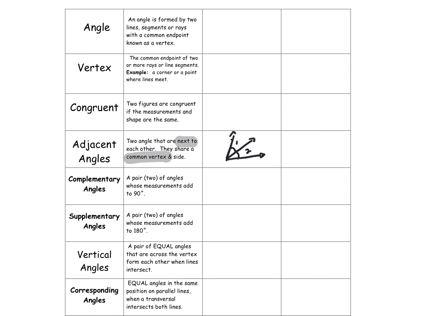They share a common vertex. Yep, they both start right here at the vertex, and they also share a common side, meaning in this case this ray right here. All right, let's move on to the lesson.